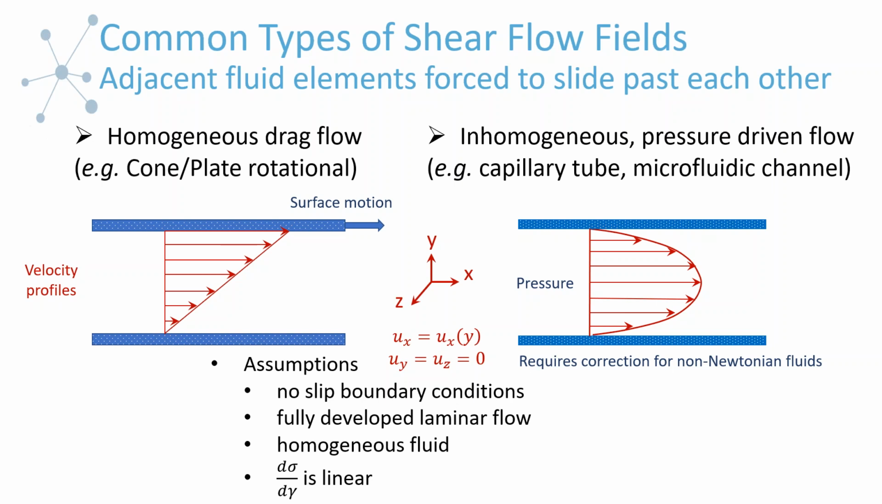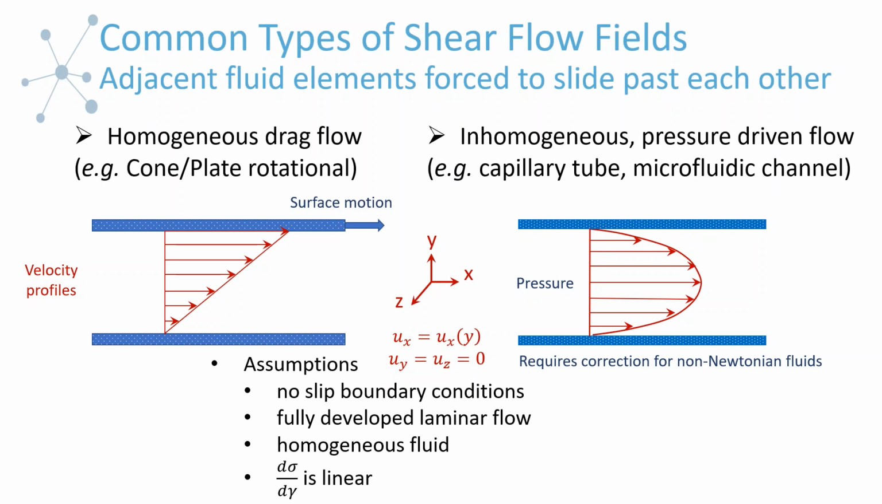And on the right, we have an example of an inhomogeneous flow, which in this example is a pressure-driven flow. So capillary tube or our system, microfluidic channel viscometers, will induce this sort of flow. And this type of flow isn't exclusive to microfluidic channels or capillary tubes. Parallel plate rheometers also induce inhomogeneous flow, just not in this exact shape.